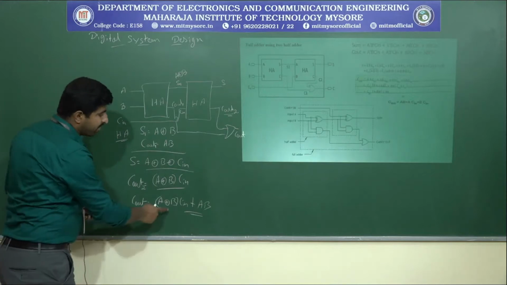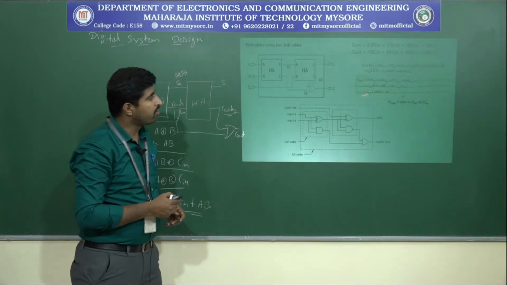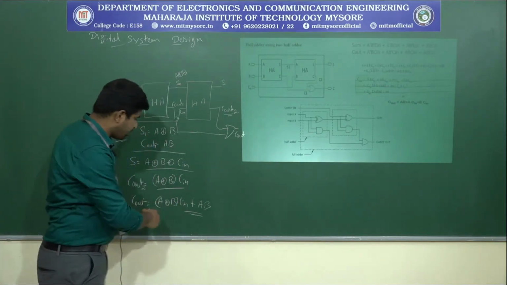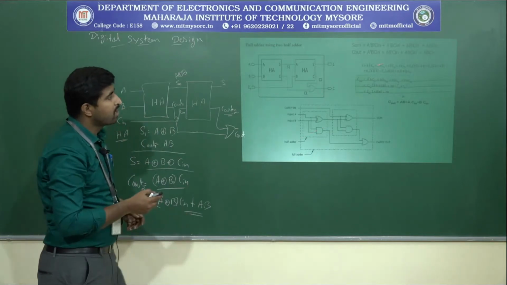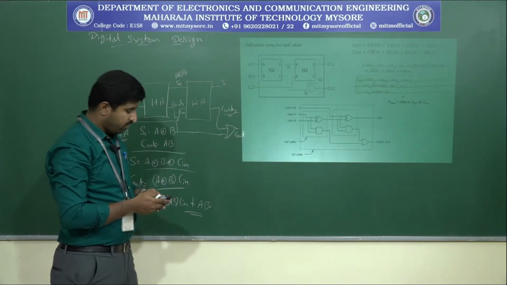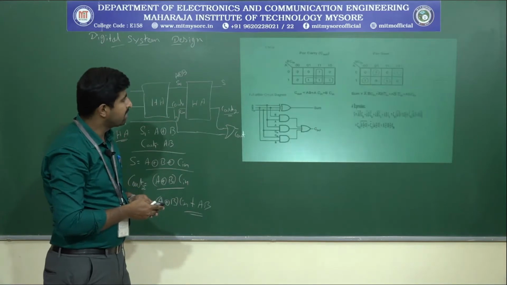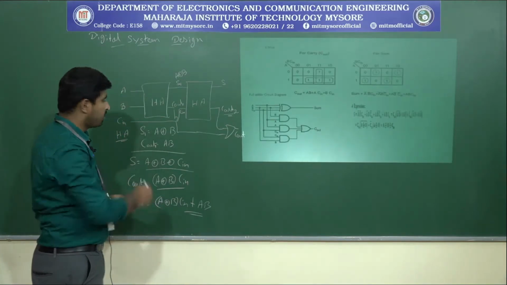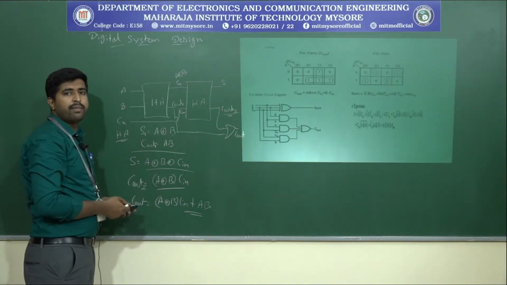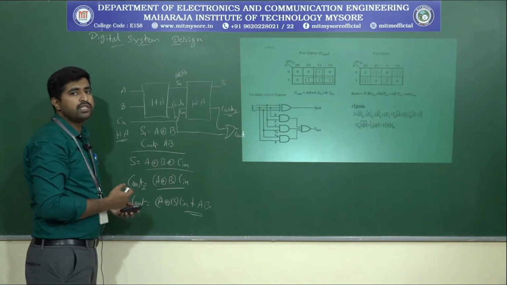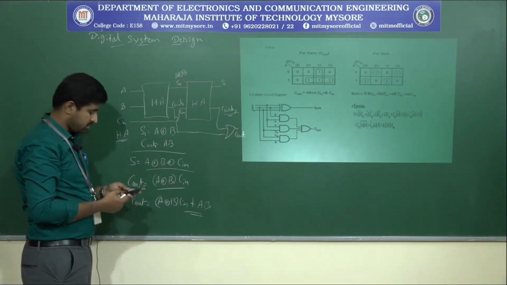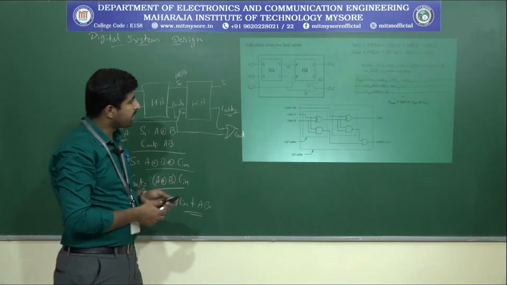If you have any confusion about how we get C in into A XOR B plus AB from the canonical expression of the C out, we can do the derivation. Let's derive that. Hope you have understood how we can implement a full adder using two half adders. So this is the logic diagram.